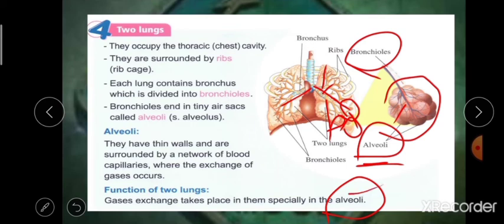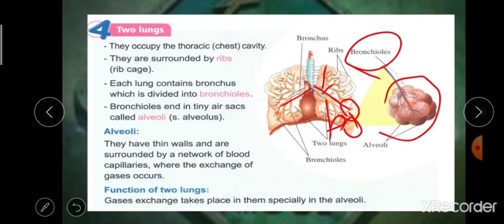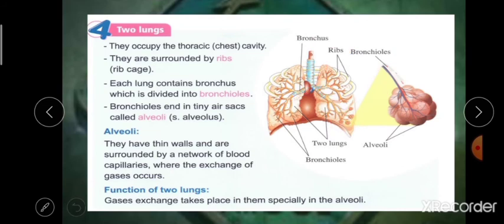Now, the lungs occupy your chest cavity, or thoracic cavity. The lungs are also surrounded with ribs. They are bones to protect the lungs and the heart. The heart here is between the two lungs. So the lungs are surrounded by the ribs to protect the lungs. So the ribs or rib cage protect the lungs.